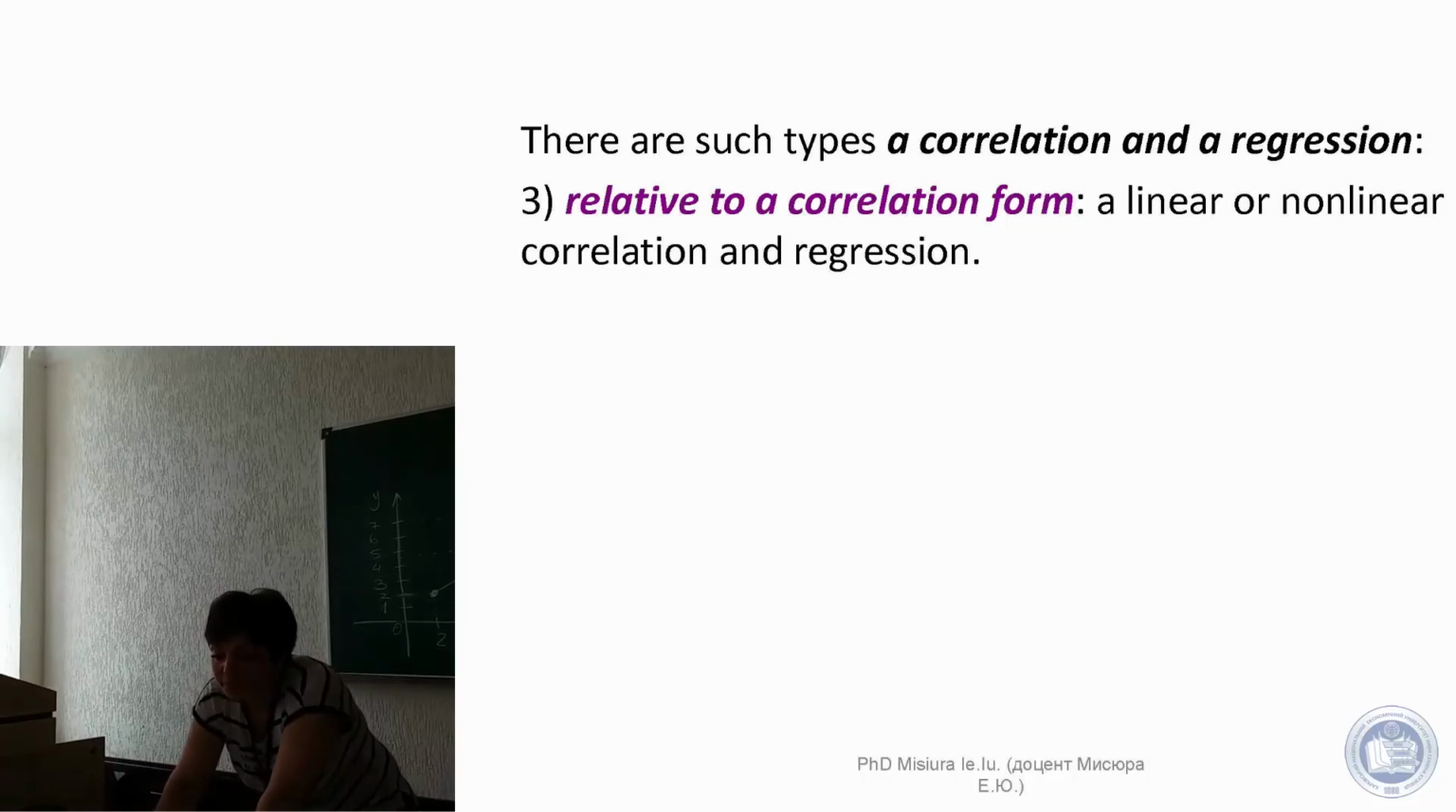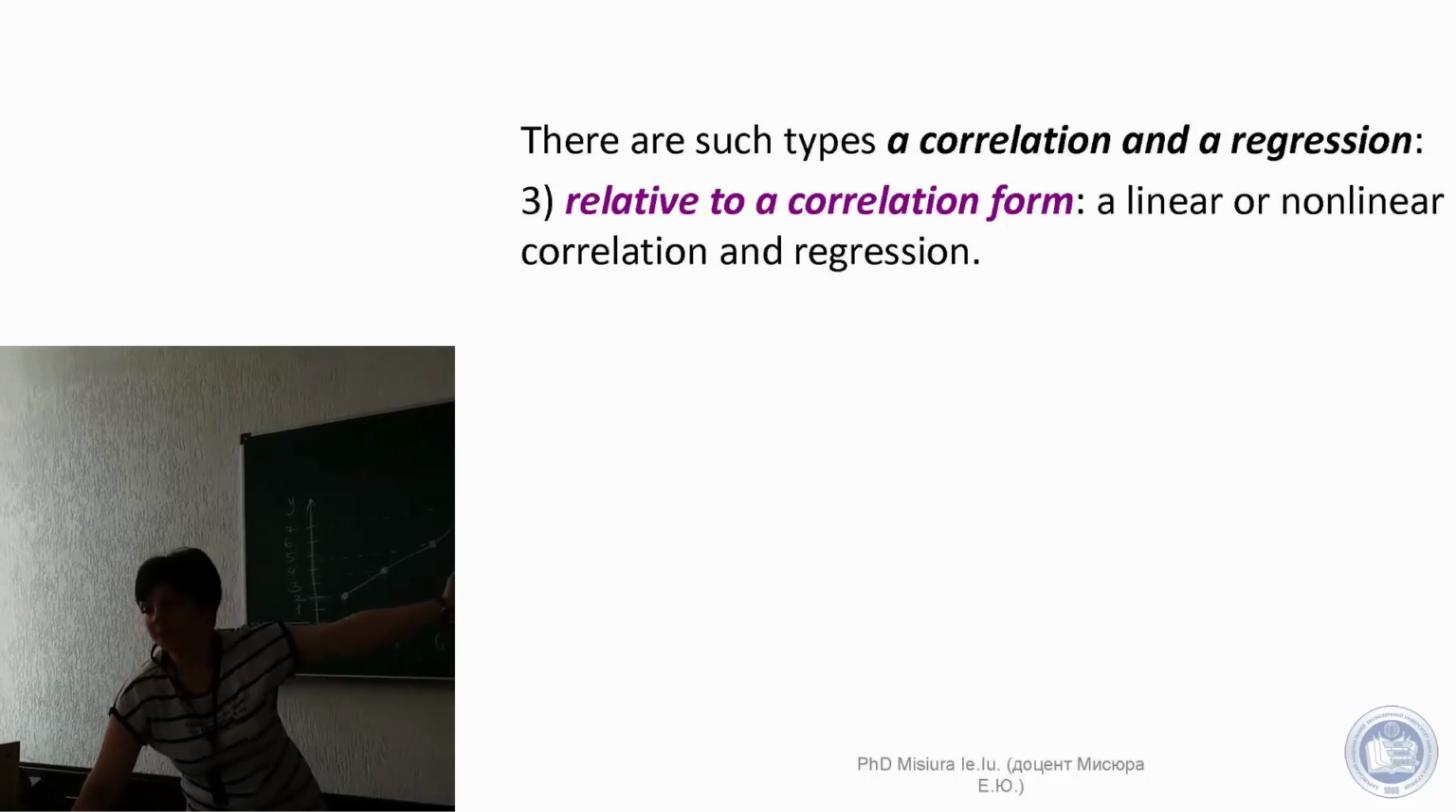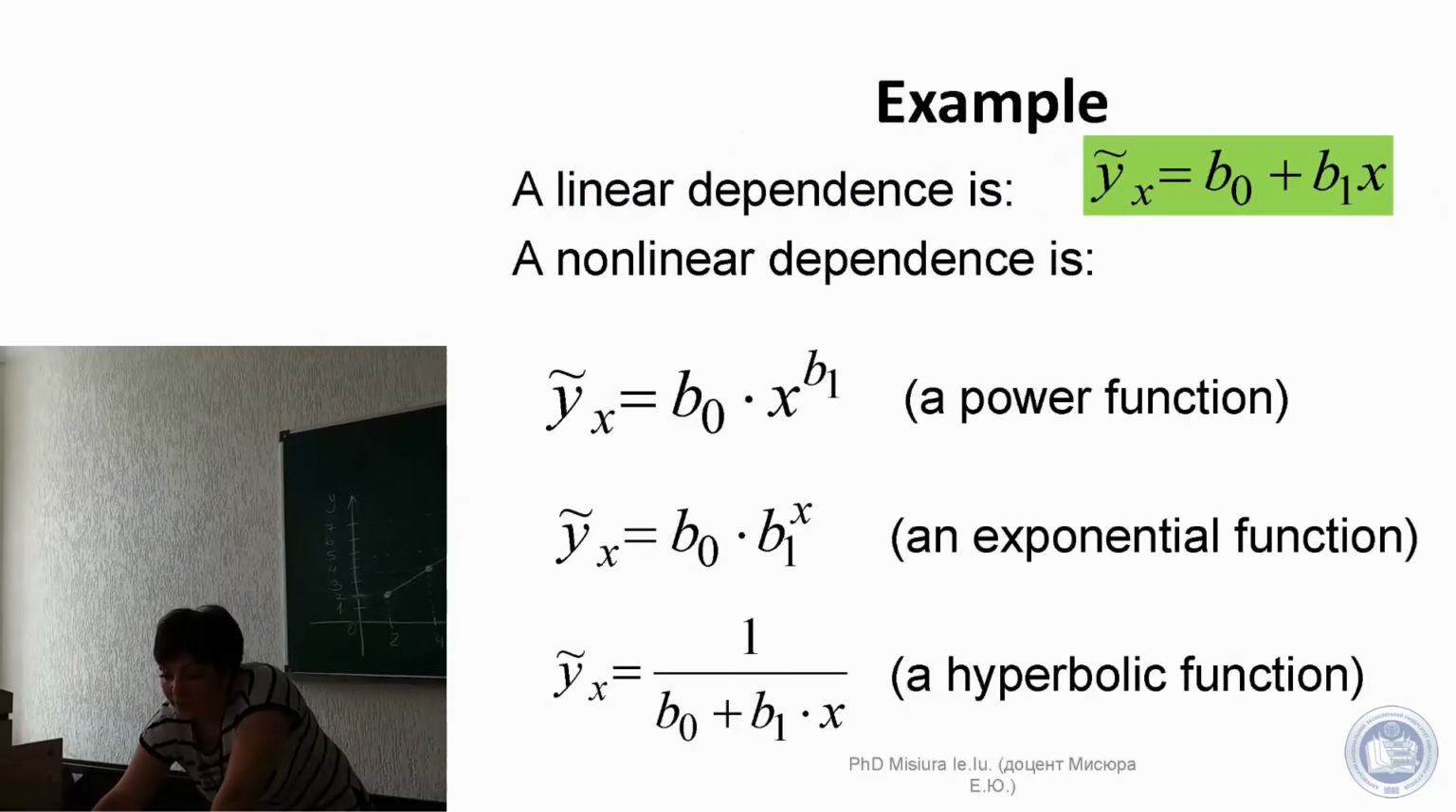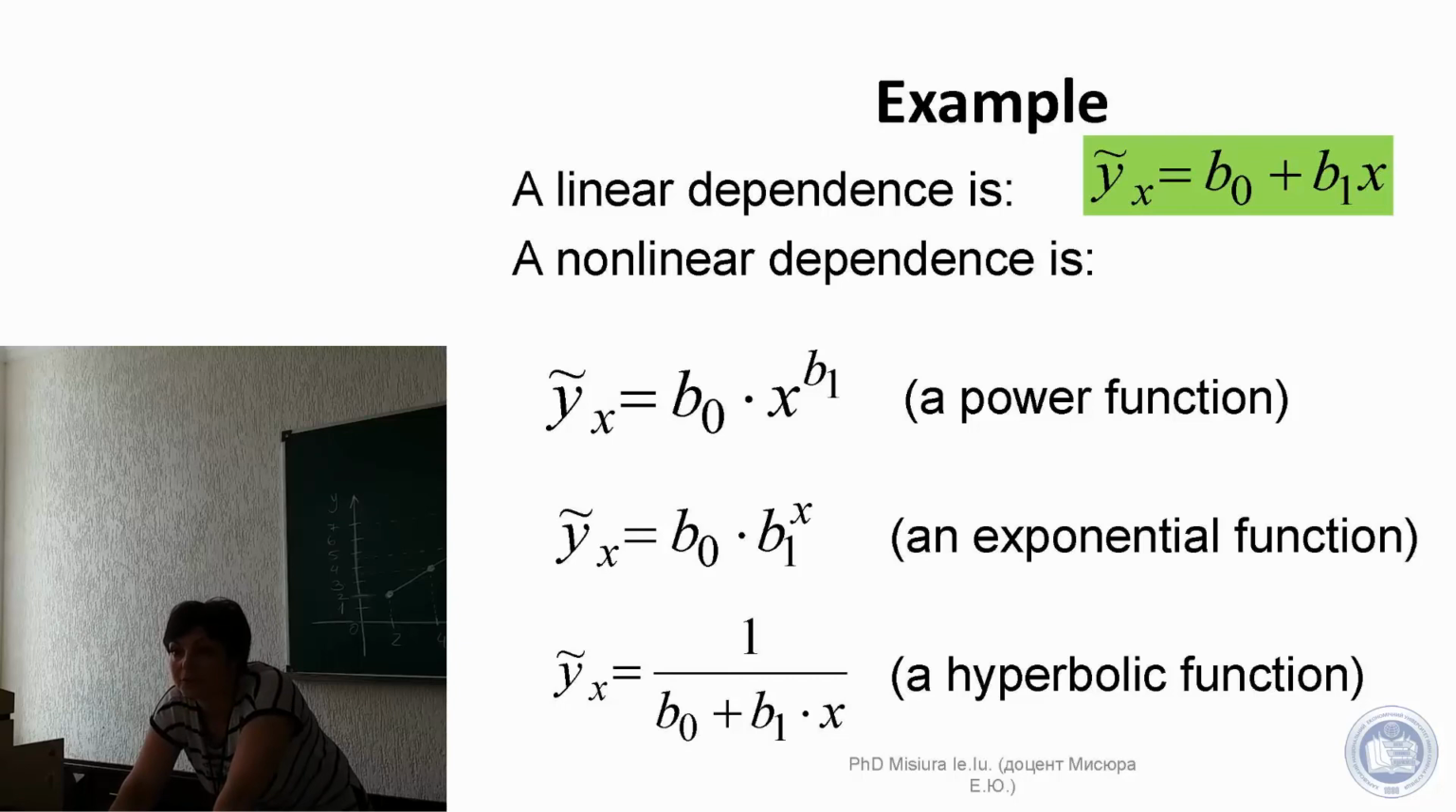The next point will be correlation form. We have basic dependencies. For example, students, the simplest way will be straight line. Next, a power function. Next, will be exponential function. Next, hyperbolic function, and so on. We have different types of dependencies between x and y. The simplest will be straight line. Да, самая простая, это у нас будет прямая.